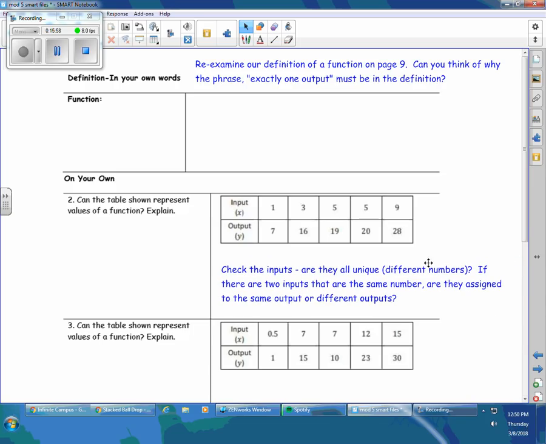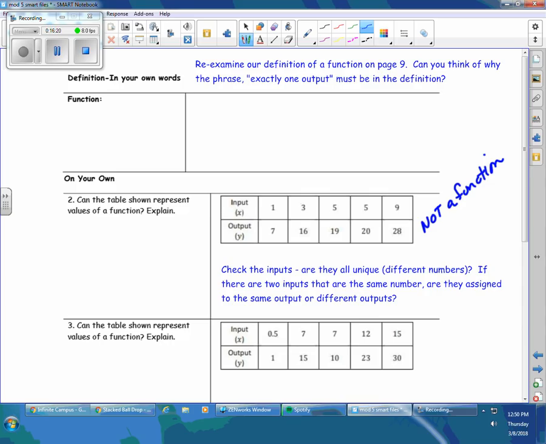Okay? It's not wrong. Perhaps this is data that represents something. It's just not a function. I won't be able to use this data to accurately predict what the outcome is going to be when my input is 5, because I don't know if it's going to be 19 or 20.